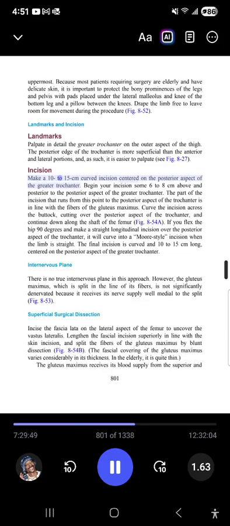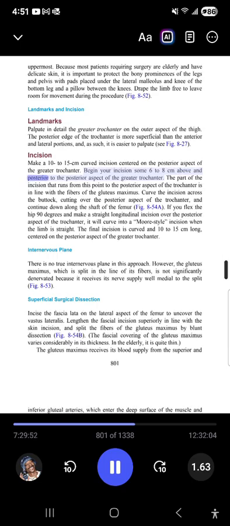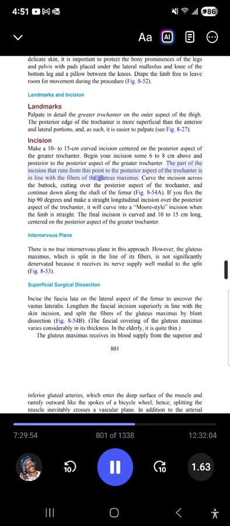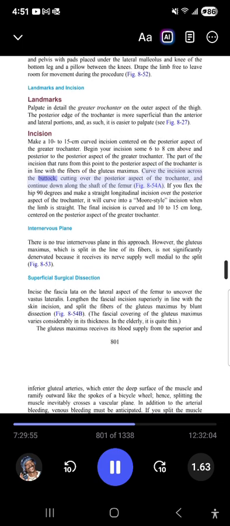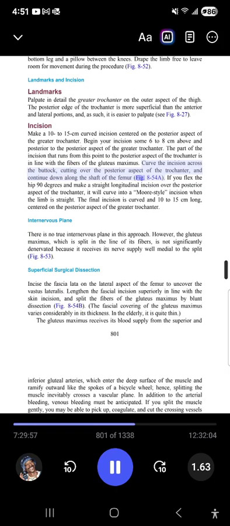Incision. Make a 10 to 15 cm curved incision centered on the posterior aspect of the greater trochanter. Begin your incision some 6 to 8 centimeters above and posterior to the posterior aspect of the greater trochanter. The part of the incision that runs from this point to the posterior aspect of the trochanter is in line with the fibers of the gluteus maximus. Curve the incision across the buttock, cutting over the posterior aspect of the trochanter, and continue down along the shaft of the femur. Figure 8-54a.